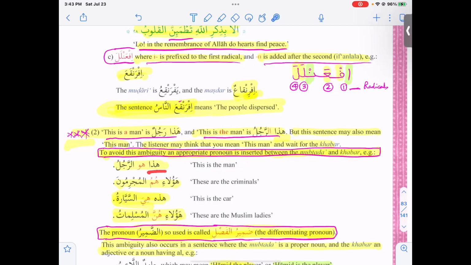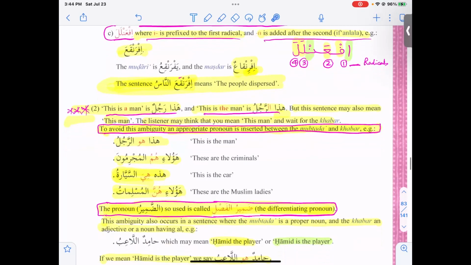Complete. Haza is Mubtada, Rajulu is khabar. What is this Huwa? This is called Damirul Fasli. So this pronoun huwa is a damirul fasli. We have done it. It comes in the Quran many times. Haulai humul mujrimun. These are the criminals.